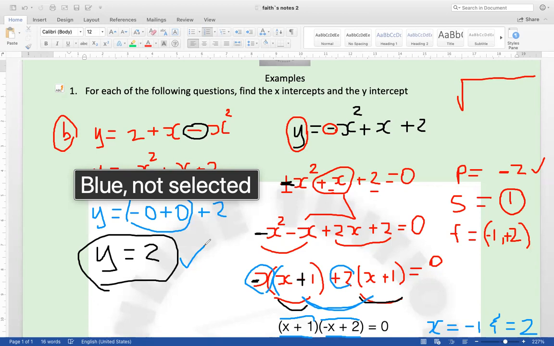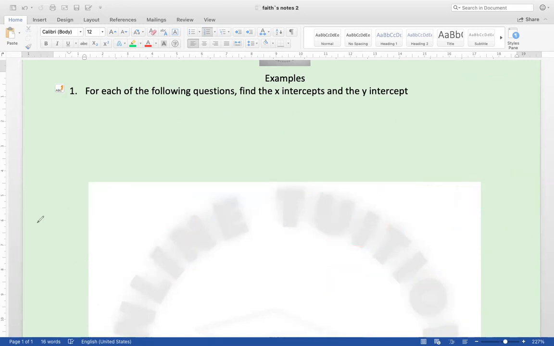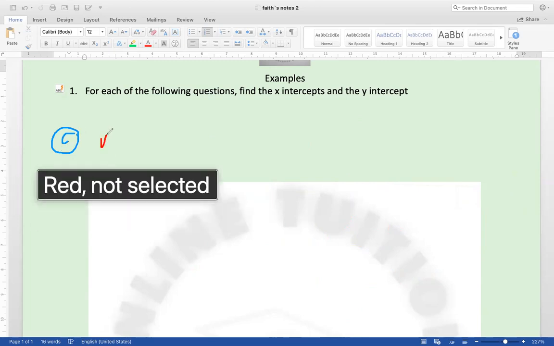So let's have the last one, which is C. So the C here, saying y is equal to x squared minus 2x minus 8.